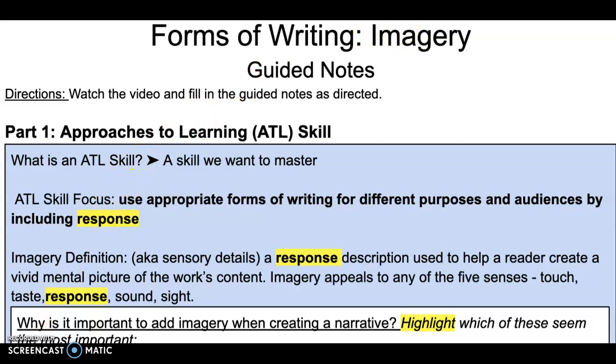The definition for imagery, also known as sensory details, is a sensory description used to help a reader create a vivid mental picture of the work's content. Imagery appeals to any of the five senses: touch, taste, smell, sound, sight.